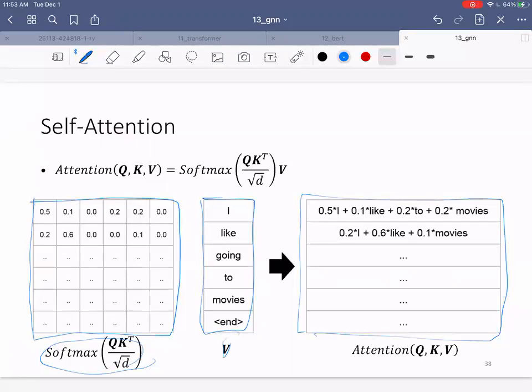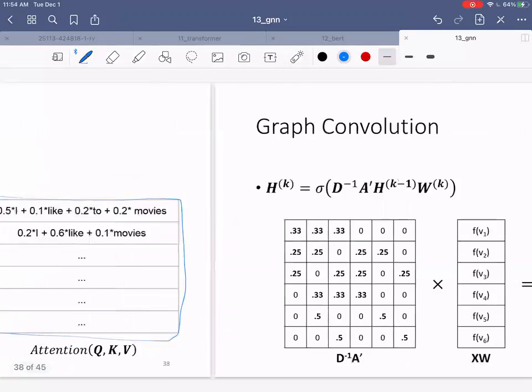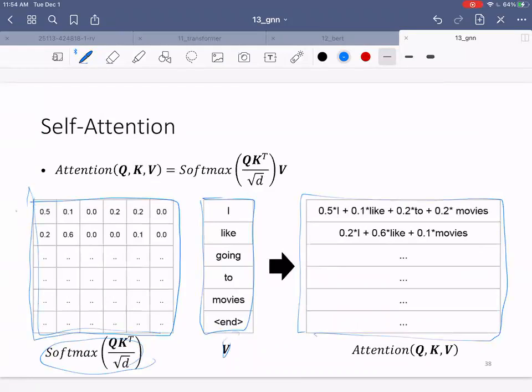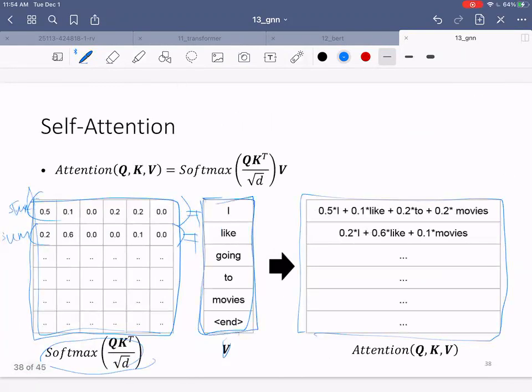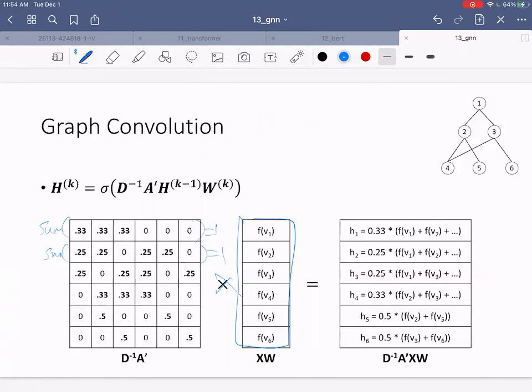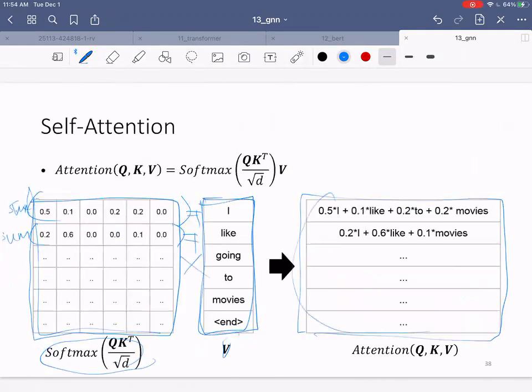Now you can clearly see the similarity between self-attention and graph convolution, because this is also normalized. The sum over this row is 1, of course, because we normalized it. There are node embeddings here and token embeddings here, and you just weight-sum them and you get this one. So those two, the QKV operation and graph convolution, are essentially doing the same operation.